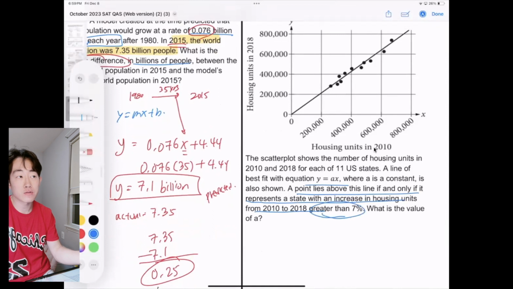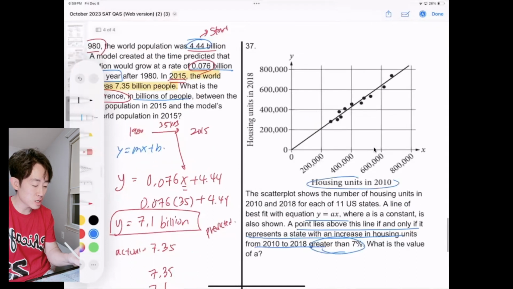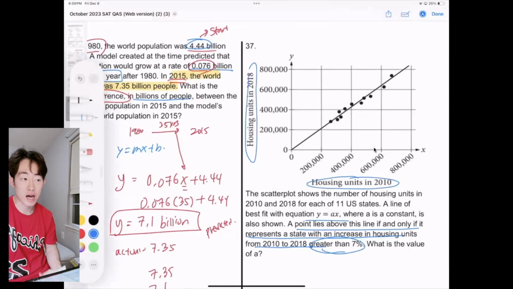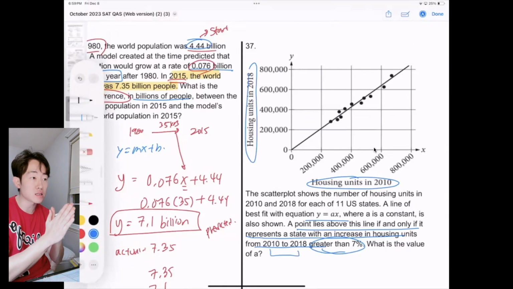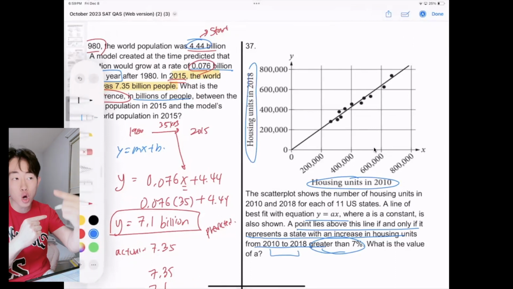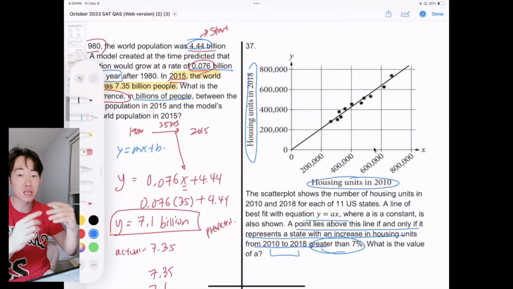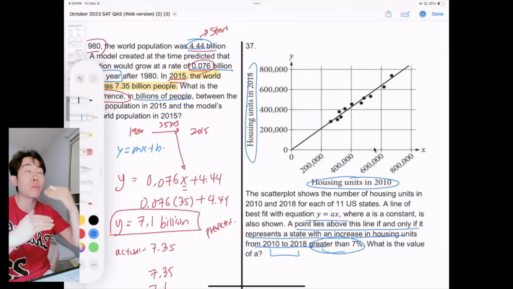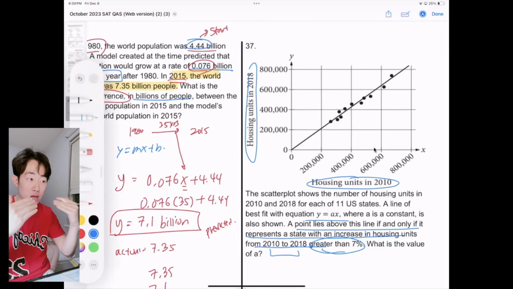So a lot of the students did not understand what this meant. Housing units in 2010 is on the x. Housing units in 2018 is on the y. What we're saying here is that from 2010 to 2018, you have grown by 7% or greater. You want to pick the points that are greater than that.